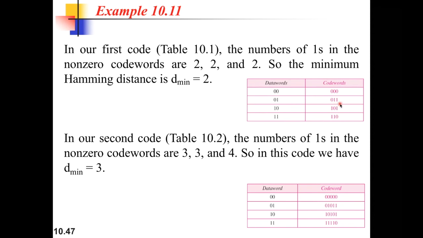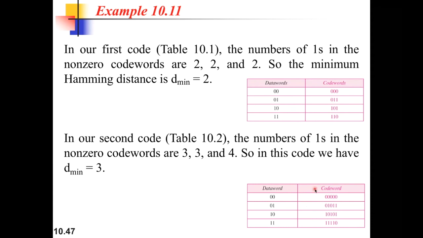How many ones are here? 2. How many ones are here? 2. How many ones are here? 2. What is the minimum number of ones? These are all 2's. So the minimum is also 2. So this minimum number of ones is the minimum Hamming distance.